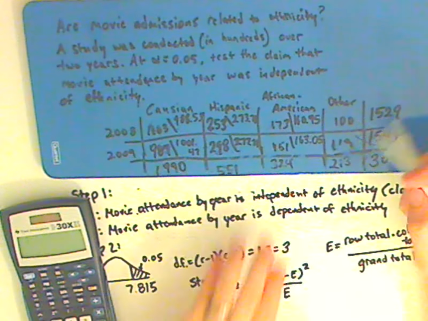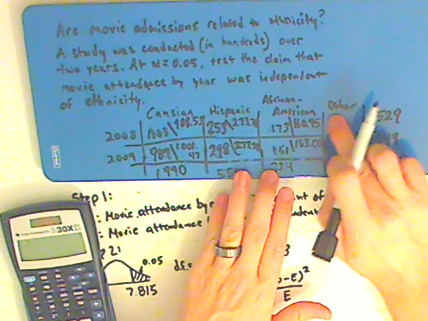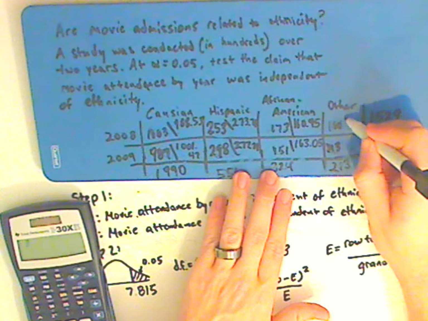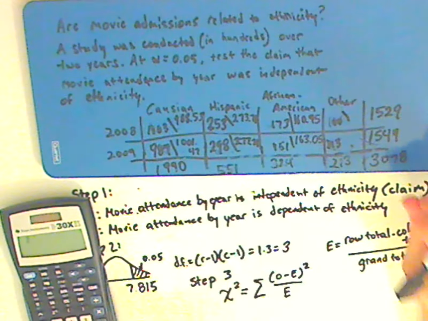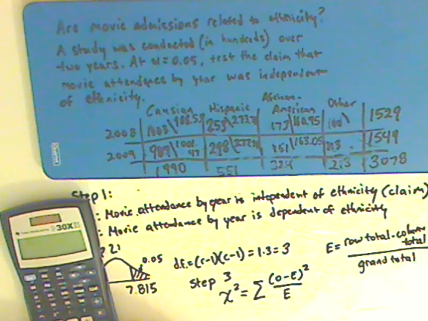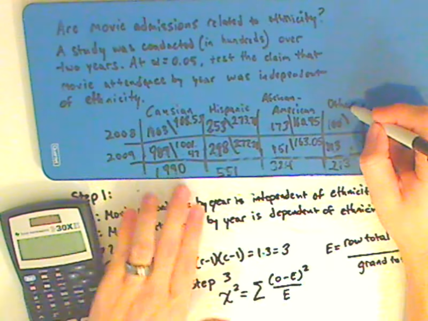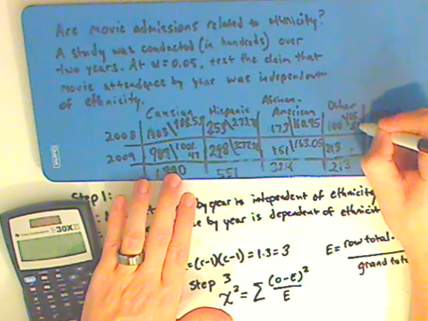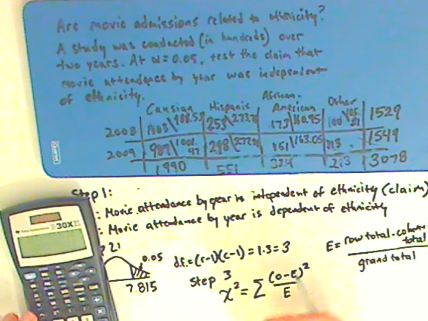Last column. So this was 100, and then I'm smearing it. It's 100. That was 113. So 213 times 1,529 divided by 3,078 gives me 105.81. And I'm rounding, of course.